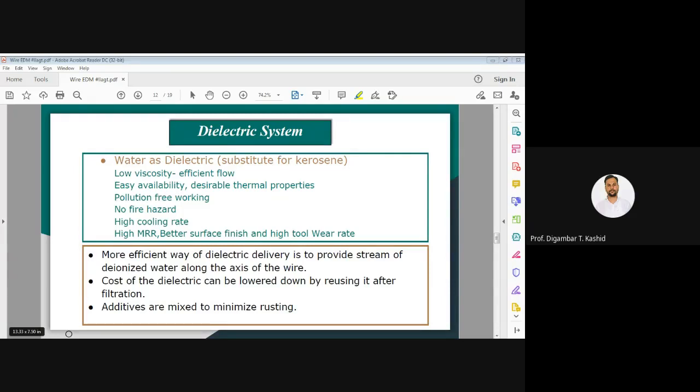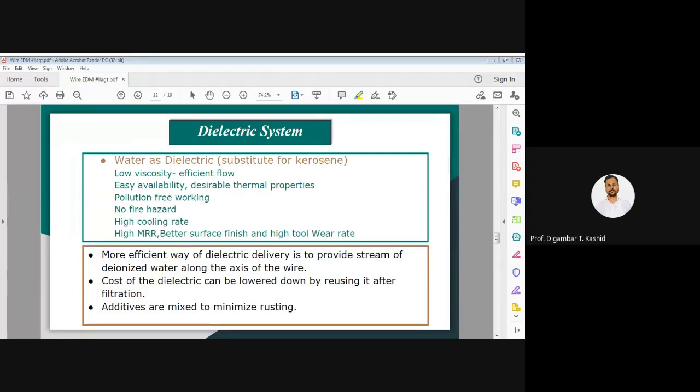So this dielectric fluid, we have to choose on the basis of certain properties. The dielectric fluid should have low viscosity. If it has low viscosity, then it can easily pass through the interelectrode gap. So due to that only, your dielectric fluid should have low viscosity. Again, easy availability is required. Then whatever the thermal properties are, those should be desirable.